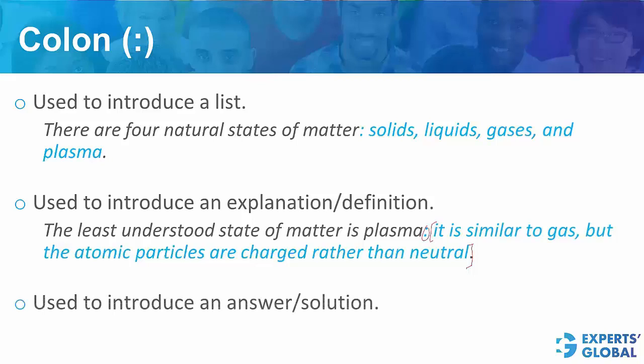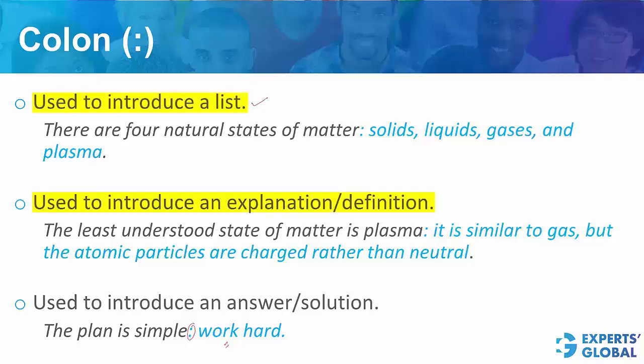Next, colon is used to introduce an answer or solution. Look at this example. The plan is simple, and then the answer of sorts. What is the plan? Work hard comes next, and you see a colon has been used to introduce the answer. So 3 uses overall: to introduce a list, to introduce an explanation or definition, and to introduce an answer or solution. Next punctuation is dash.